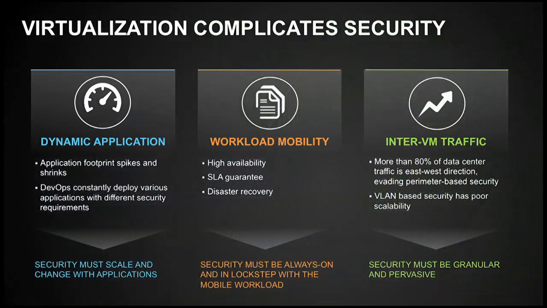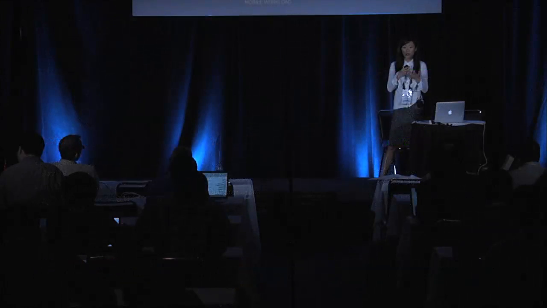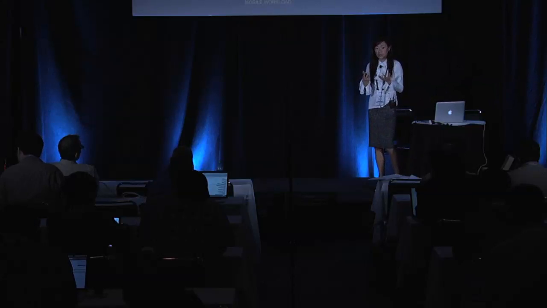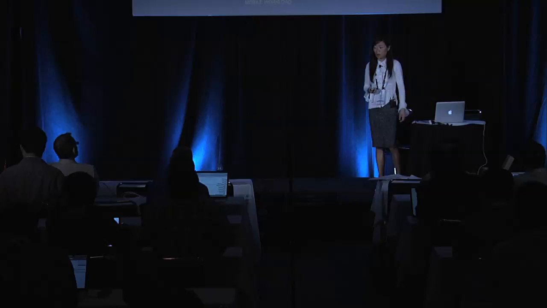What that means is that data center security must be more granular. If you only have perimeter-based security, a firewall at the edge of your data center, that would not work. Either you have to divert all your intra-data center traffic to the perimeter and back, which causes huge inefficiency, or this traffic just evades your security protection. It won't go through any firewall and protection anymore.